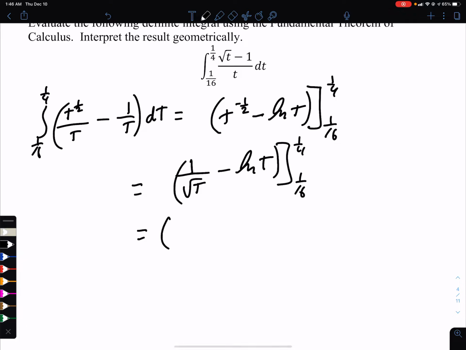Now let's plug in the top one. We get that and ln of 1/4. Then I subtract and I plug in the bottom value.